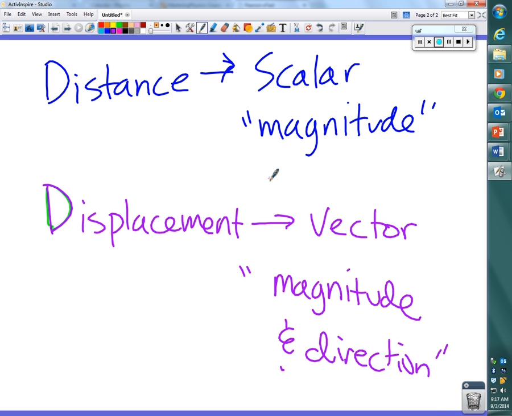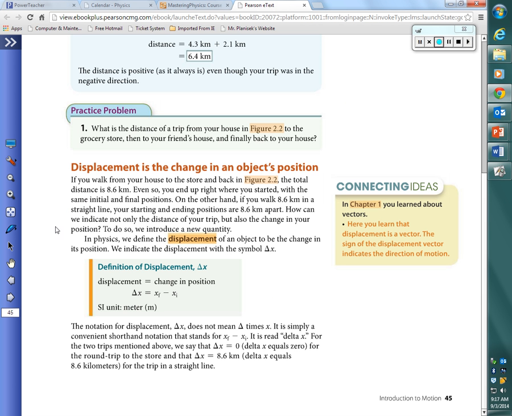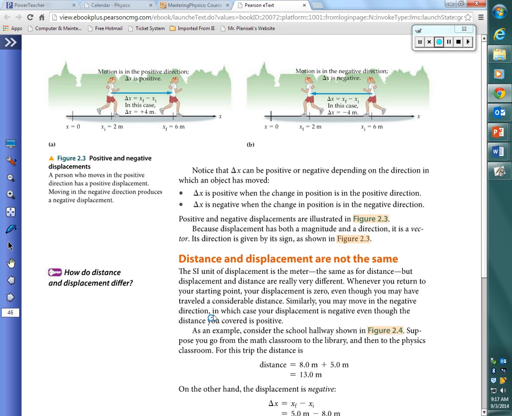So vector quantities tell us magnitude and direction. Depending on what we want to know, sometimes we need both. Sometimes we only need magnitude, right? But other times we might need that direction as well, okay? For example, if you have your book open, look on page 46. And I believe you have these pictures at the top of page 3 of your packet as well, okay?